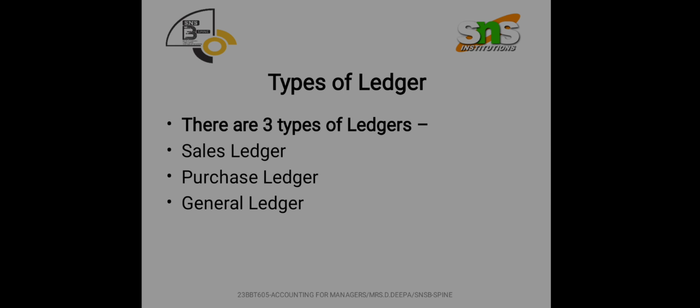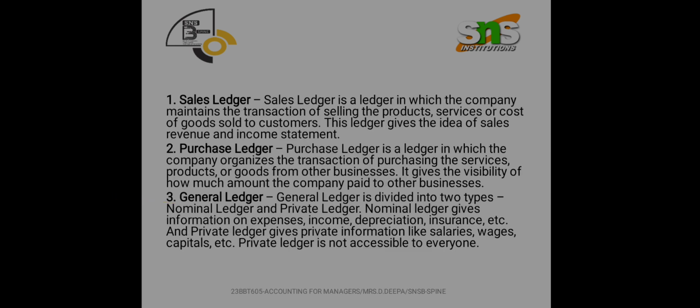So types of ledger. Sales ledger, purchase ledger and general ledger. See here. So sales ledger is a ledger in which the company maintains the transactions of selling the product, services or cost of goods sold to customers. All the sales transactions will be mentioned in this sales ledger, where it literally gives the idea of sales revenue and income statement. Specifically, you can identify, yes, this is the sales revenue and income statement through this sales ledger.